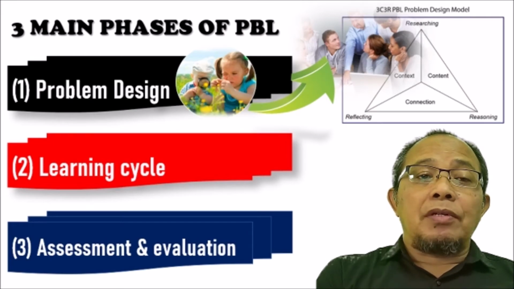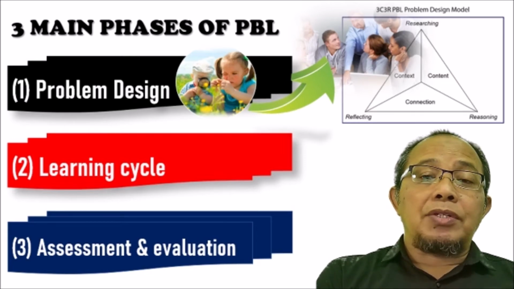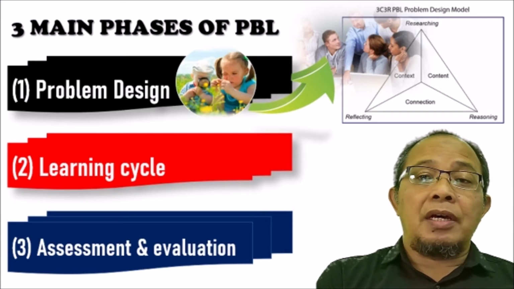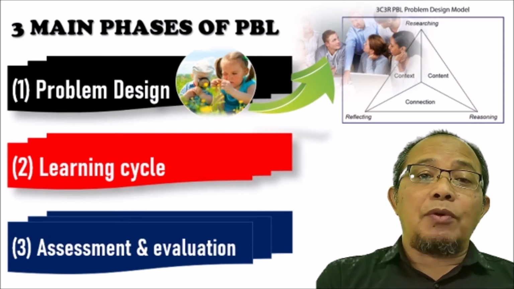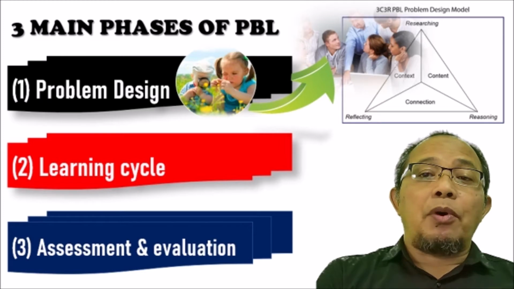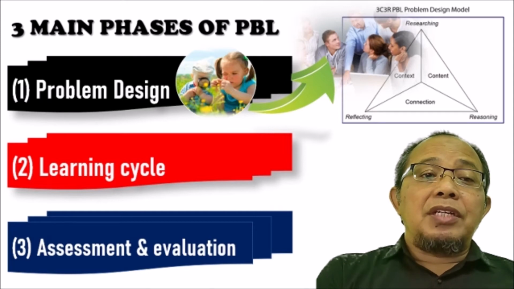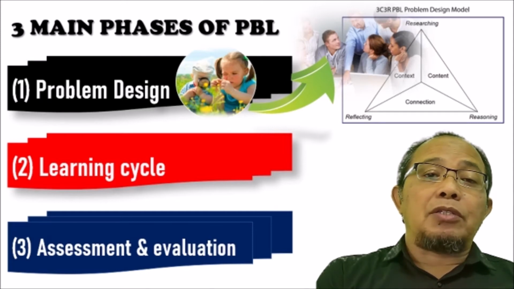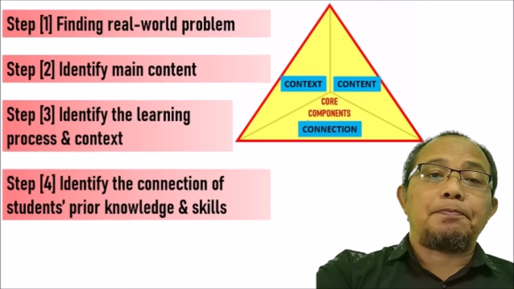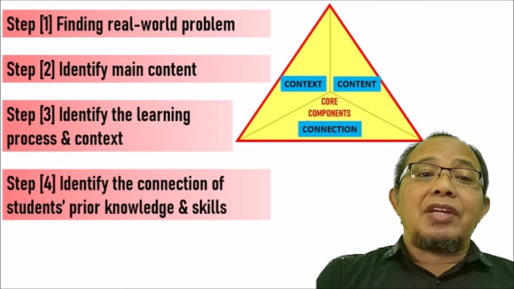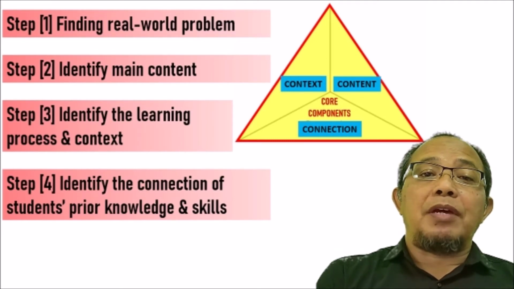Our previous discussion on PBL educational models indicates that there are three main phases of PBL. One is problem design, two is learning cycle, and three, assessment and evaluation. The guiding principles as discussed by Howard Barrows and Linda Wee in our previous discussion pointed towards the importance of authentic real-world problems in designing a PBL problem. The 3C3R model, on the other hand, points towards a more practical way to design a PBL problem to meet the intended learning outcomes. There are at least 10 essential steps involved in designing an authentic PBL problem.